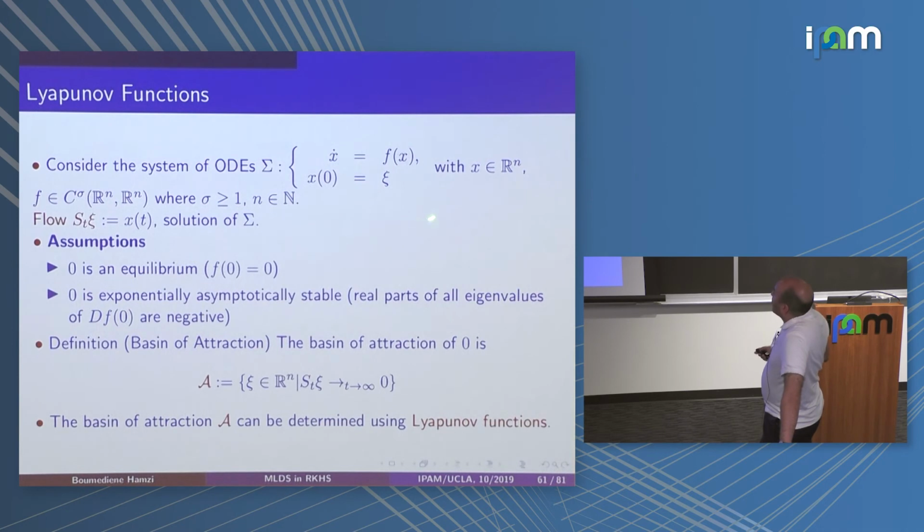So we are dealing with the following ODE: x dot is equal to f of x with initial condition xi. So 0 is going to be an equilibrium point, where we assume that it's exponentially asymptotically stable. So the basin of attraction is given by the following expression, and it's directly related to the level sets of the Lyapunov function.